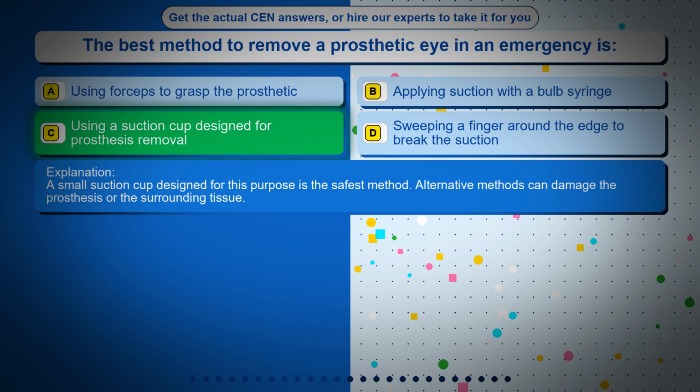A small suction cup designed for this purpose is the safest method. Alternative methods can damage the prosthesis or the surrounding tissue.